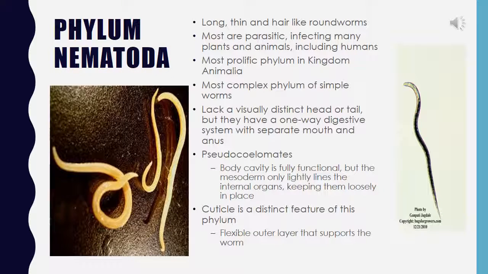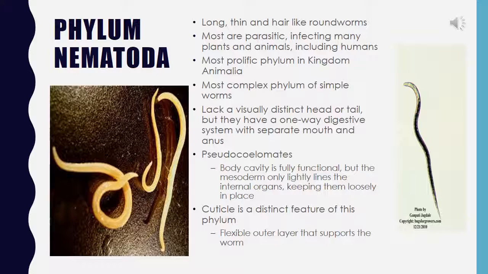The simple worms of Phylum Nematoda are more complex than those in both Phylum Platyhelminthes and Phylum Nemertea, but they still lack true body segments. Nematodes are described as being long, thin, and hair-like. Most are microscopic, but some can grow to be several meters long. They also lack a visually distinct head or tail. The most distinct feature of Phylum Nematoda is the cuticle, which is a strong and flexible outer layer that supports and protects the worm, aids its movement, and maintains its internal pressure, which gives the worm its distinct round shape.